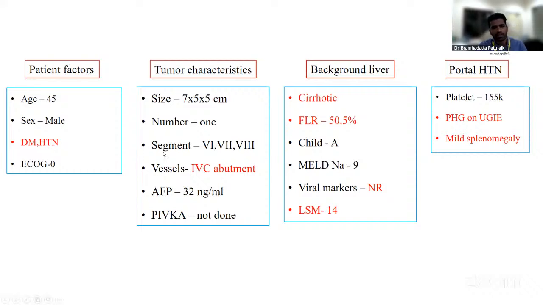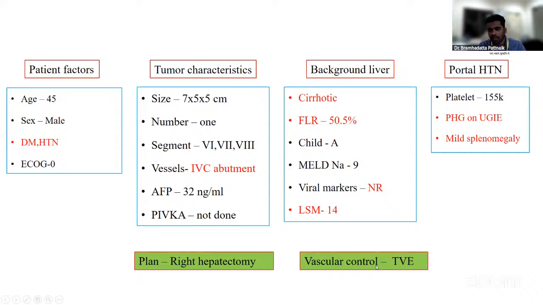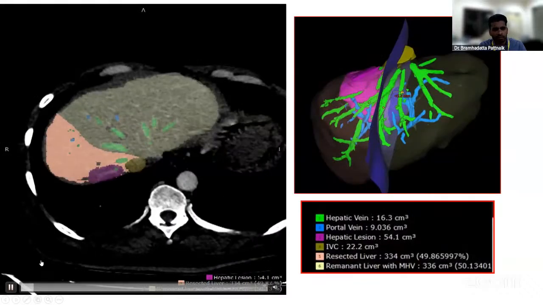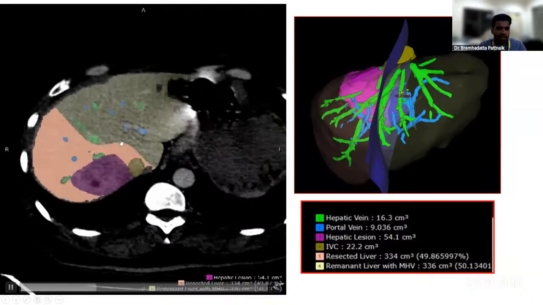In this patient, as we can see, is a diabetic hypertension. These all will hamper liver regeneration. It's a big paracaval tumor and a Child A cirrhosis with a FLR of 50%. So the plan was right hepatectomy straight away because it has got a good FLR with no clinically significant portal hypertension. And in all big paracaval tumors, it is always better to plan a total vascular exclusion and then do the surgery. This is the Marian volumetric images of the patient.